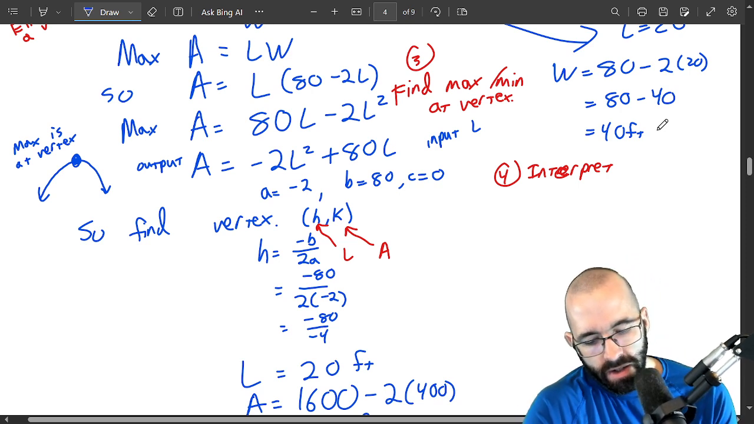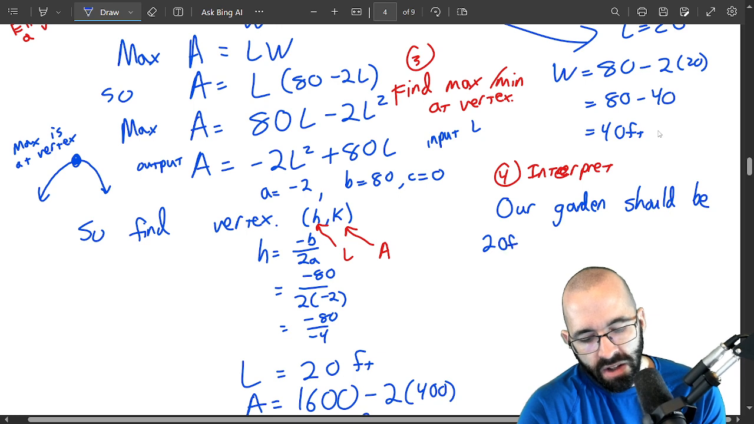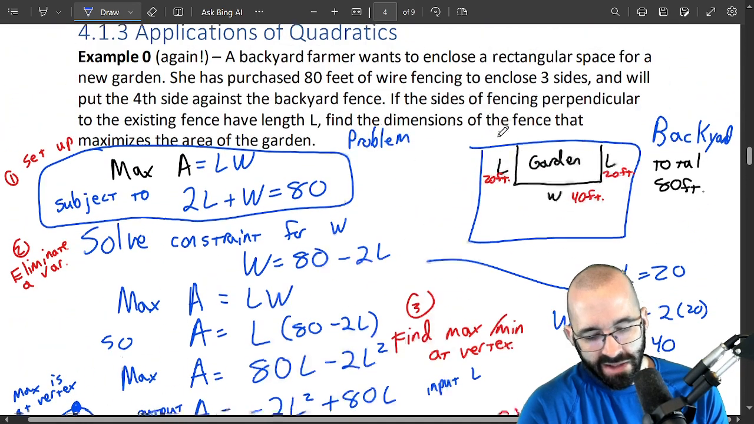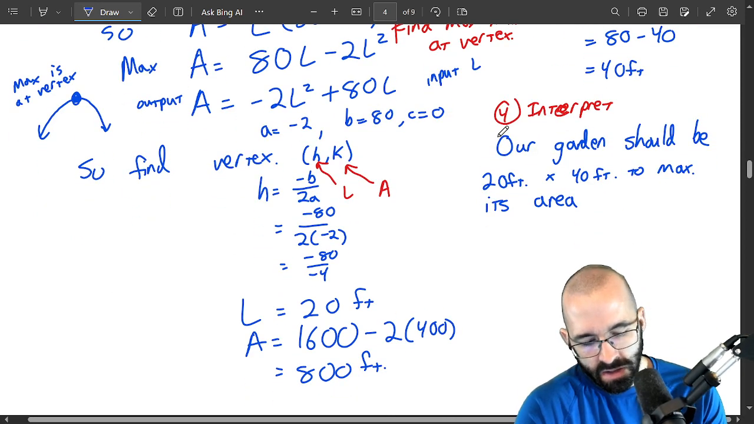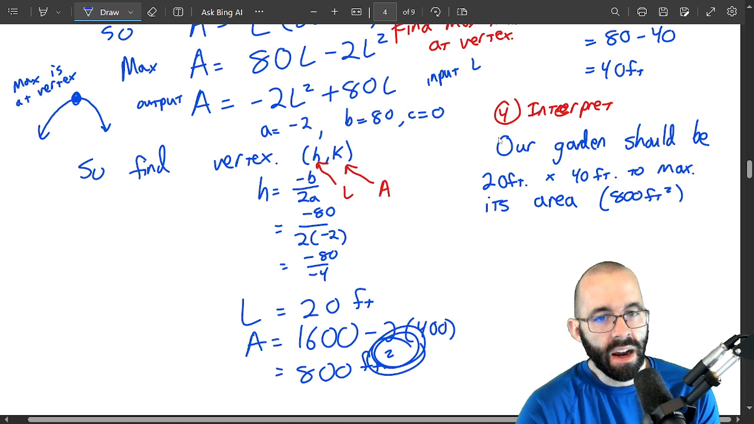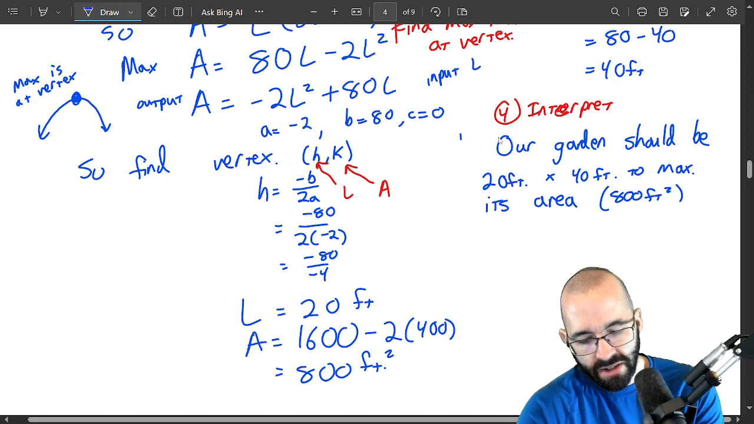All right, so our fence, our garden should be 20 feet by 40 feet. Maximize its area. And I don't think it asked what the maximum area was. We don't have to say it, but I will. Maximize its area, which is going to be 800 square feet. Oops, I forgot the squared here. It's area, so it's square feet. Volume would be cubic feet. And this is our answer.